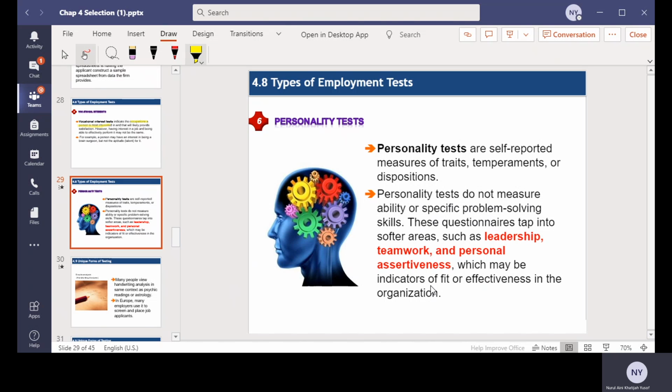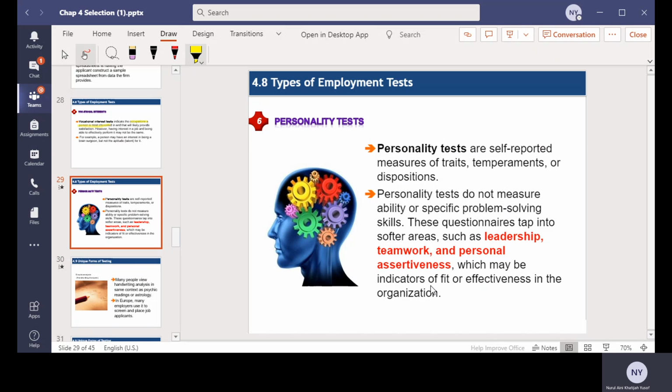So let's say they want to hire a manager, a manager should have very good leadership skill. Okay, so in order to know whether this manager is good in this kind of skill, leadership skill, they provide this personality test.